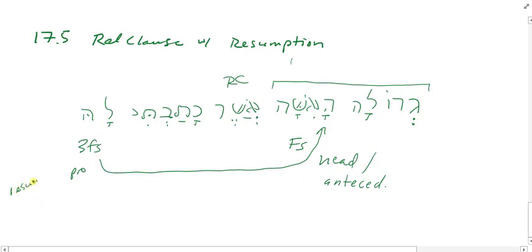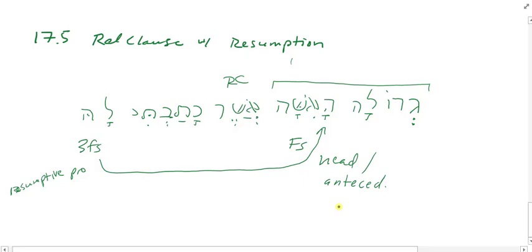Resumptive. It resumes the head inside the relative clause. So great is the woman who I wrote to her, and the her is the woman who is great. Okay? In English, I'm not going to use resumptive pronouns. I'm going to try to smooth this out, because even though this is beautiful Hebrew, it's really awkward English. So how will I say this? I would probably say something like, great is the woman to whom I wrote.